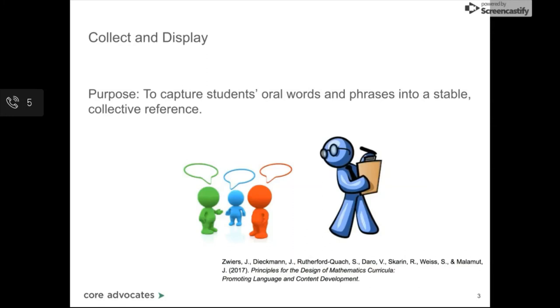These charts capture the in-moment language and thought process of your students. The collect and display charts are kept throughout the unit so that the teacher and students can continuously reference. The language captured in this math language routine can be referenced, updated, and revised as students' thinking changes and expands.